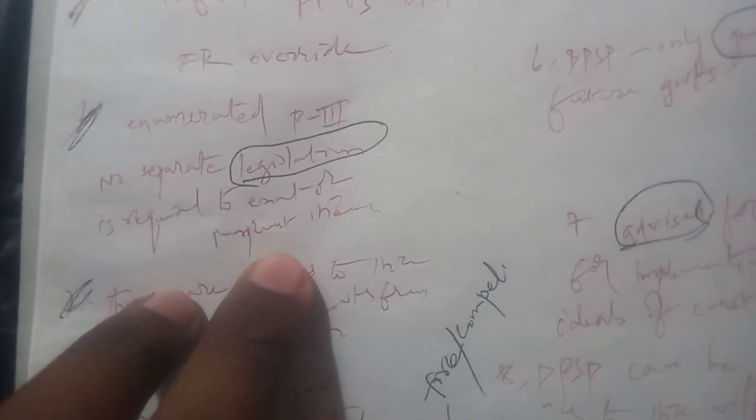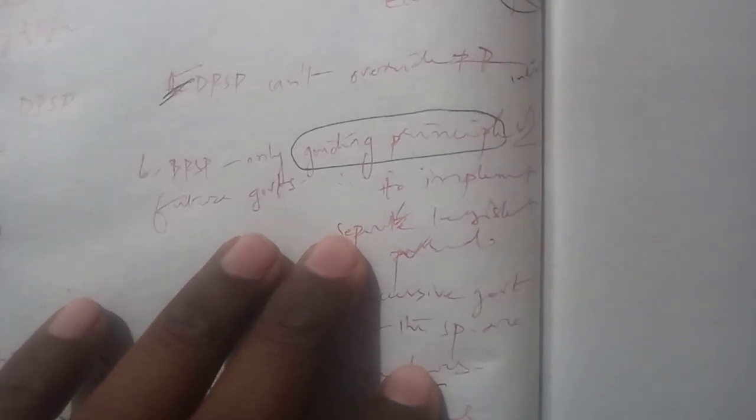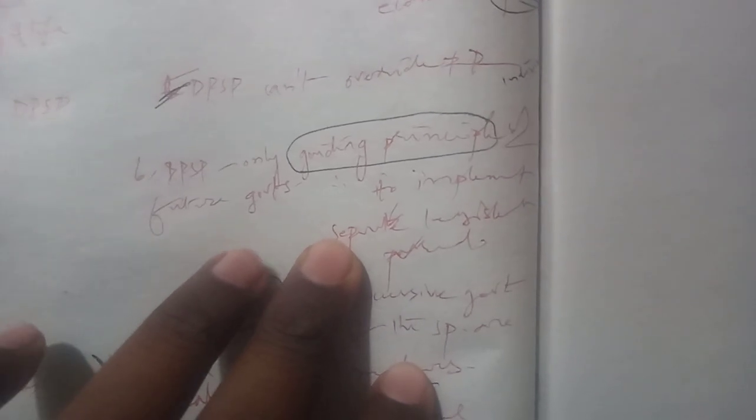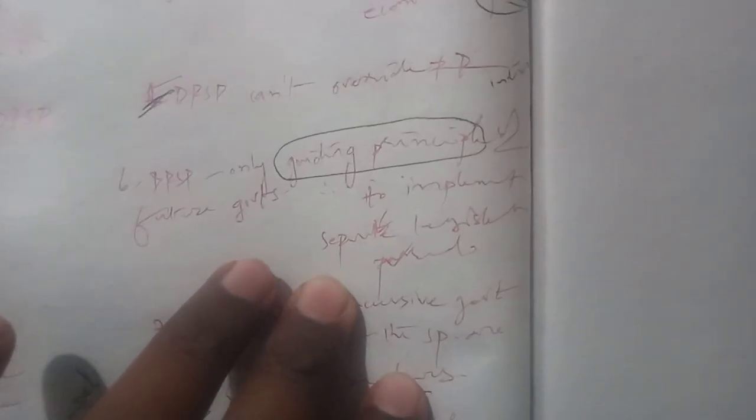Sixth point in FR: Fundamental rights are enumerated in Part 3 of the Indian Constitution. No separate legislation is required to enact or implement them. Sixth point from the DPSP: DPSP are only guiding principles for future governments. To implement them, separate legislation is required.